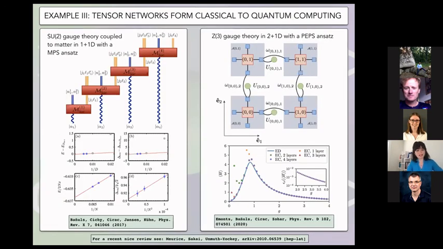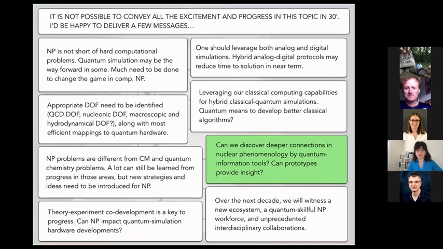There are some words I want to say about tensor networks, but I skipped this. There are important connections here with hybrid classical-quantum computations, but let me just move on and just say in a minute that, yes.